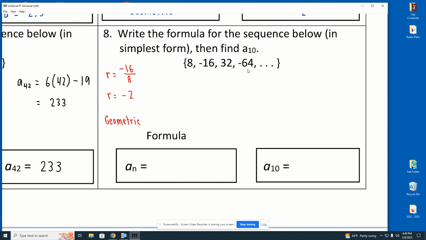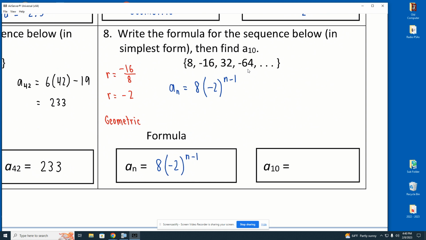So this is a really simple formula to write. A sub n equals first term, a sub 1, 8, times r, negative 2, raised to the n minus 1 power. That's it. You cannot simplify it. You cannot do anything to this to write your equation.